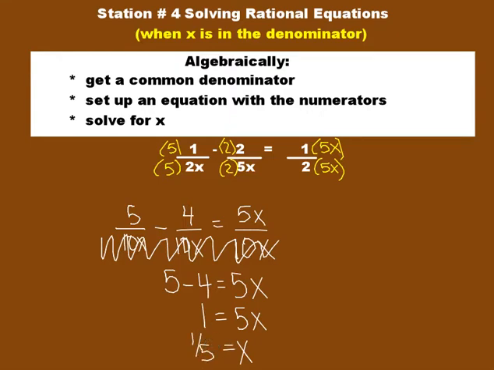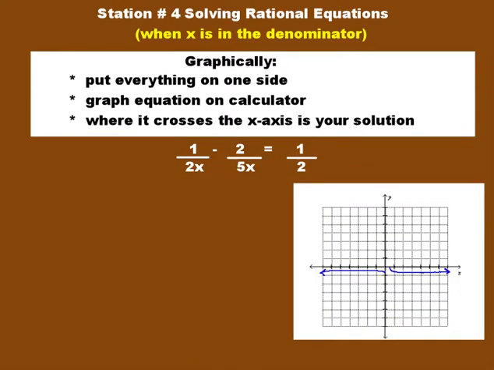Now, best part about math is you can do it a different way. Same problem, different way to solve it. We can do it graphically. But in order for us to graph this one, we've got to have everything over on one side. So we've got to set it equal to 0. We've got to kick the 1/2 over. That gives us 1 over 2x minus 2 over 5x minus 1/2.